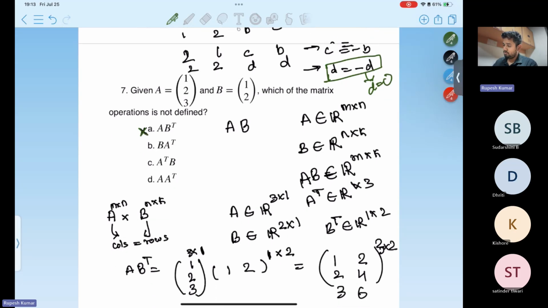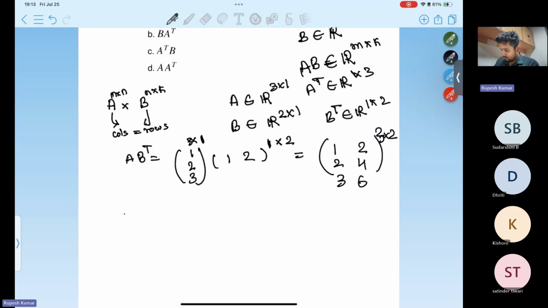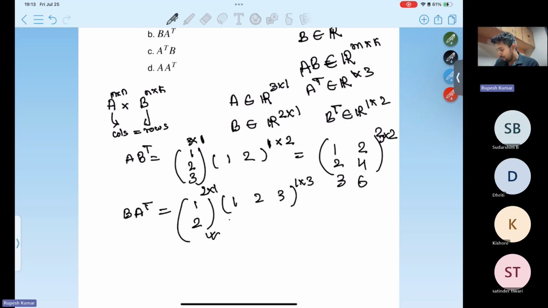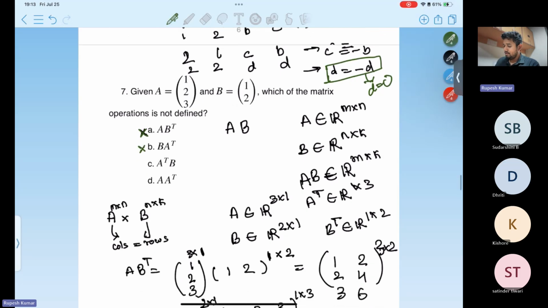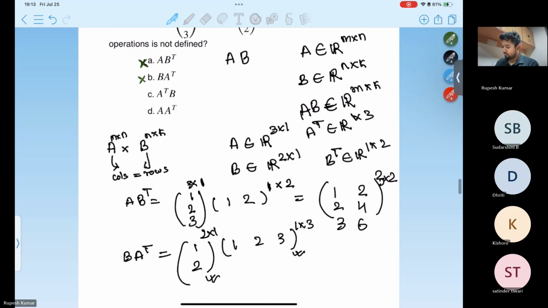Let's look at B A transpose. Again, B A transpose looks like 1, 2, and A transpose again 1, 2, 3. Now this is a matrix of dimensionality 2 cross 1, and this is a matrix of dimensionality 1 cross 3. The number of columns of the left hand matrix is equal to the number of rows in the right hand matrix. So this is defined again. So option B is also defined, so option B is not the correct answer. Let's look at A transpose B, right?